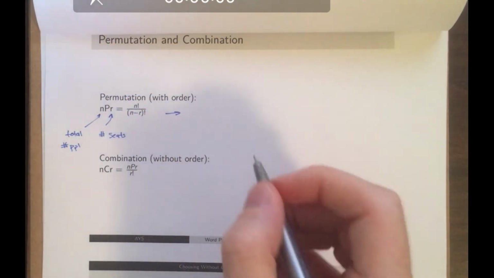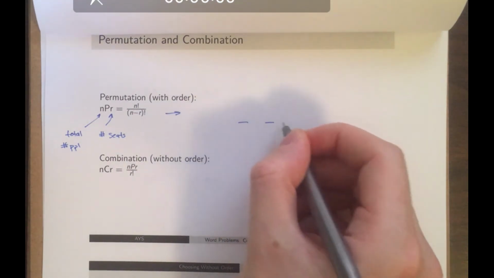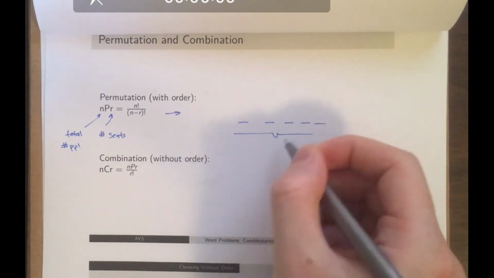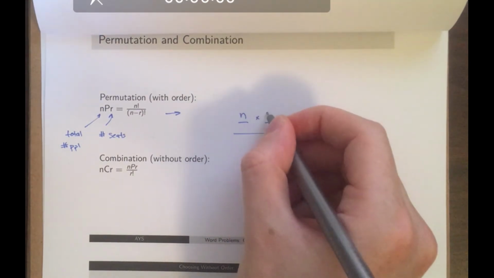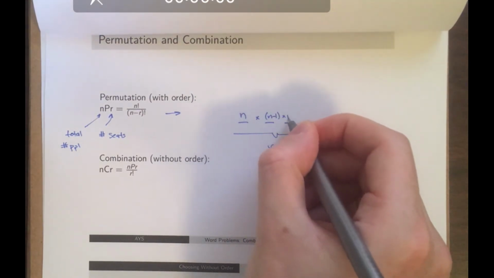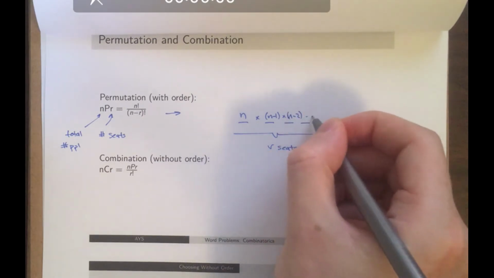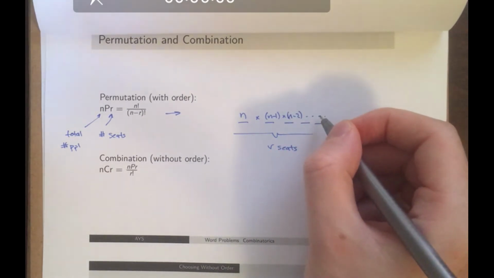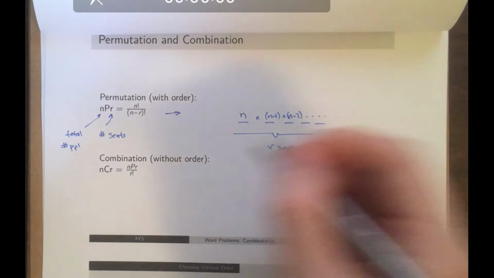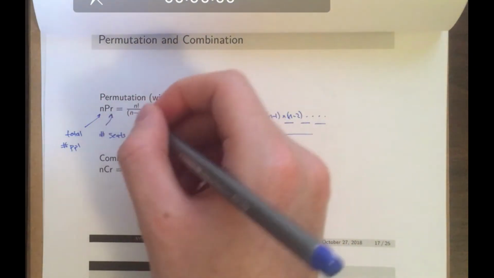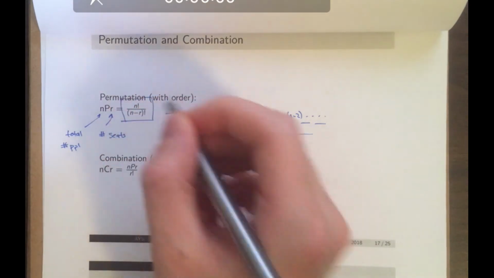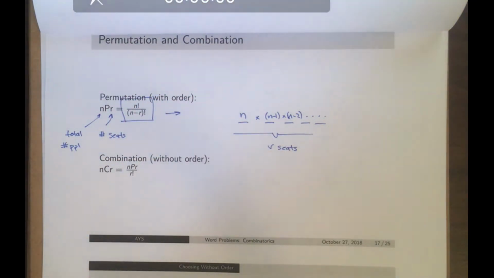We always make a line for every seat. So we make r seats. Then we do n times n minus 1 times n minus 2, and we keep on going down until we get to the last one. What's the last one going to be? The last one's going to be n minus r plus 1. So for permutation, you can memorize this funky formula, or you just do it out with these horizontal lines, and you're going to get the same answer.